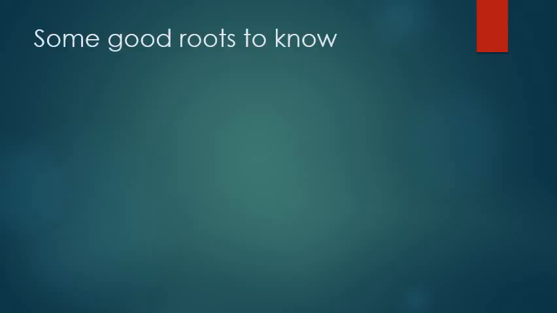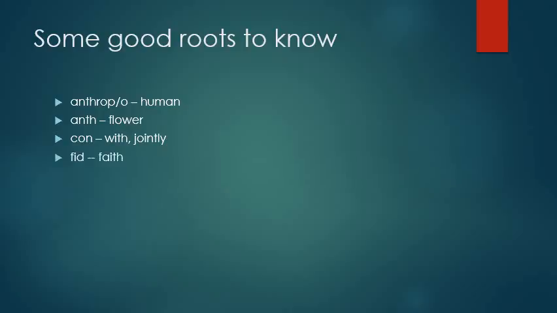And some good roots to know. Anthrop, or anthropo, means having to do with human. You can think of anthropology. Anth is just flower. So I'm sure you've heard of amaranth or chrysanthemum. Con means with or jointly, so in conjunction with. Fid means faith, or you can think of the word fidelity. Zo means animal. Think of the word zoo.